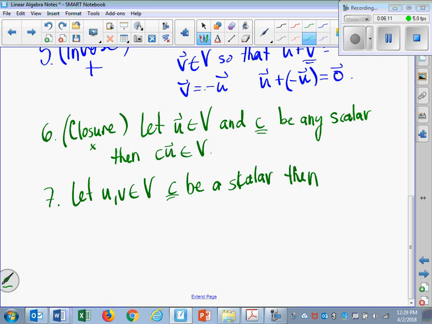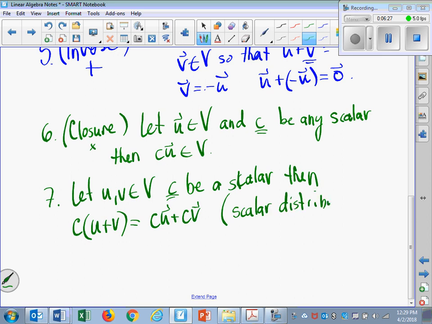Then we want (u + v) times our scalar c to be the same thing as cu + cv. So this is scalar distribution. Now, these properties may seem a little trivial, where it's like, well, duh, we've been doing this all along. But here, we're talking about the structure of this space.